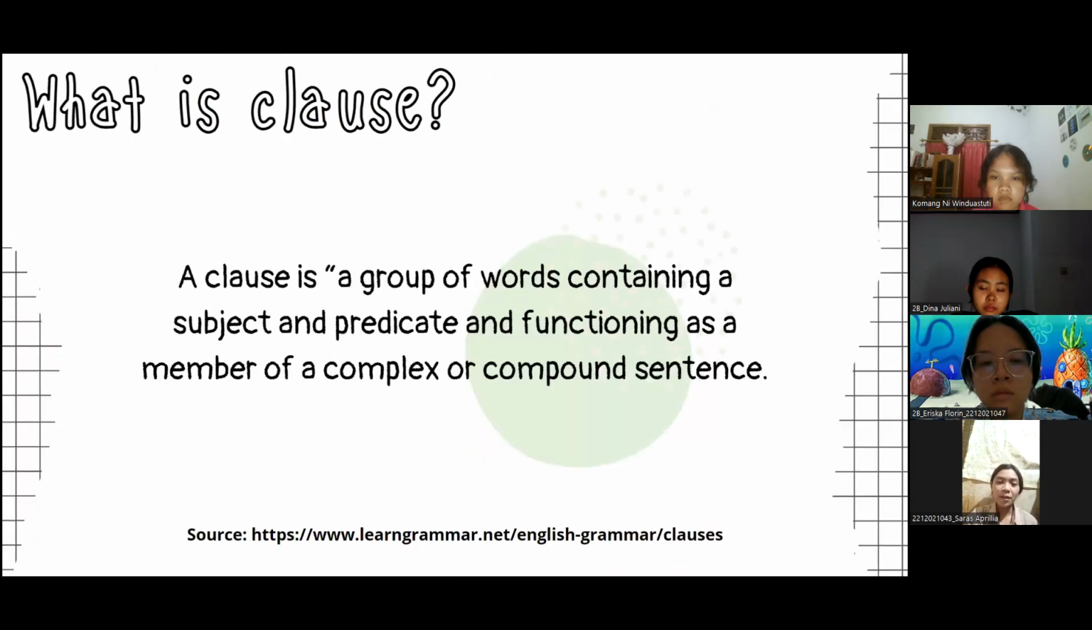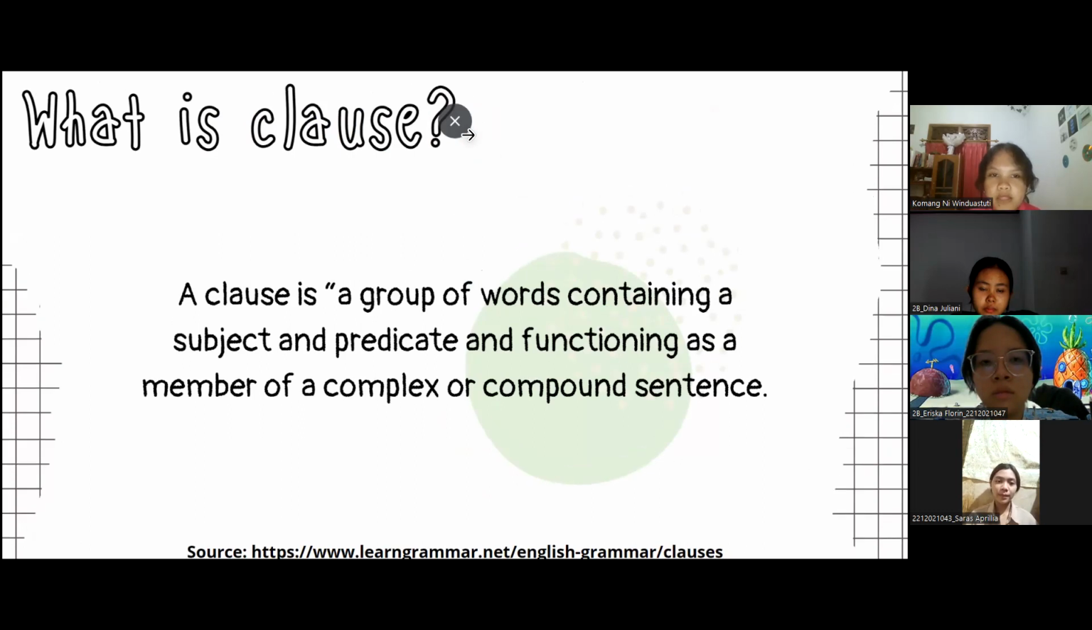So the next material will be explained by my friend Windu. Well, thank you for this opportunity, Saras. So now let's take a look at the next materials.